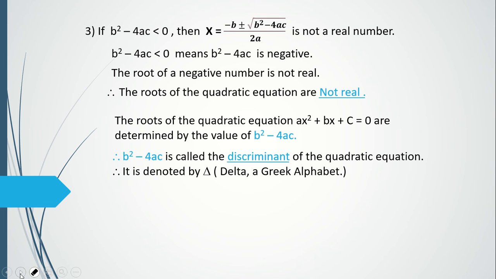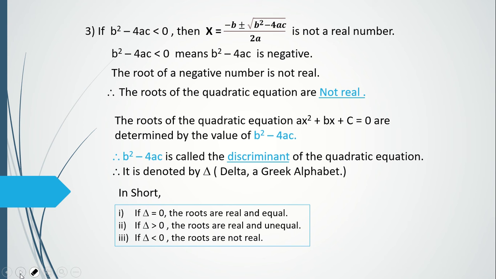Therefore b square minus 4ac is called the discriminant of the quadratic equation, and it is denoted by delta, a Greek alphabet. So in short, if delta is 0, roots are real and equal. If delta is greater than 0, the roots are real and unequal. And if delta is less than 0, the roots are not real.